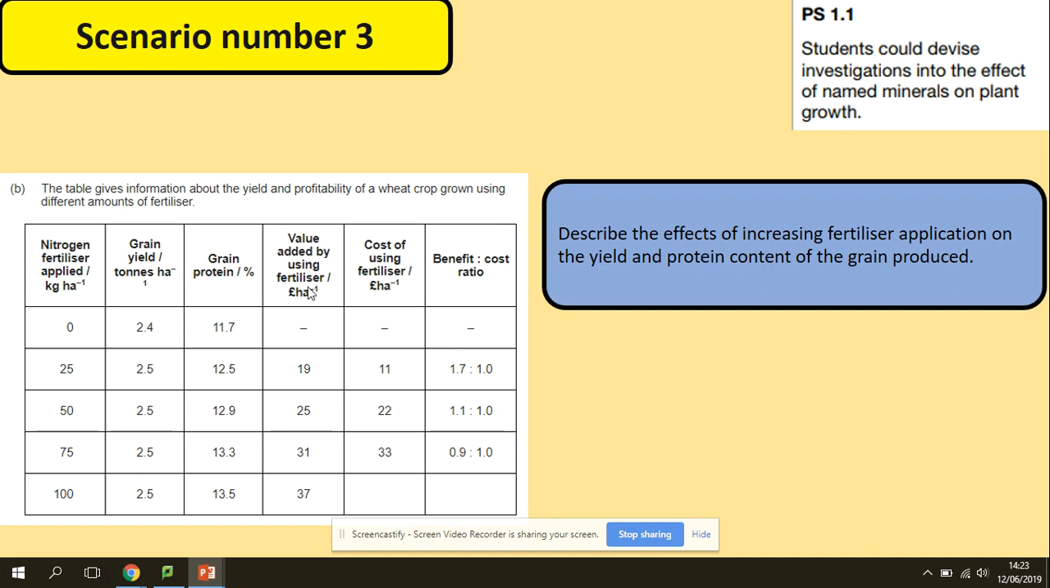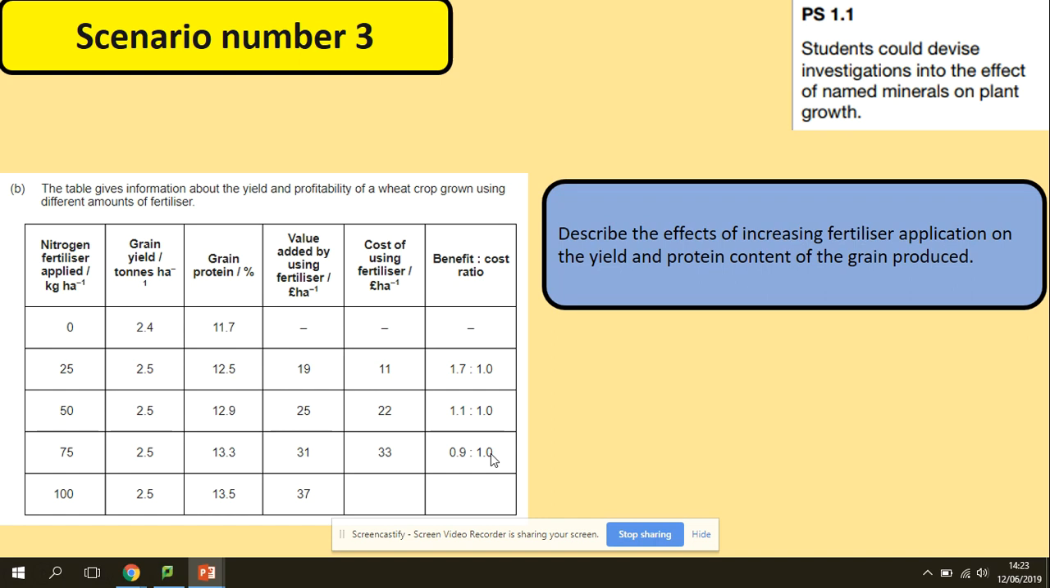The value added increases. The cost of using the fertilizers is in here, and the benefit to cost ratio is there too. The benefit to cost ratio, as we can see, is the highest here, because it's 1.7 to 1, and that's a good point to mention that all the ratios in biology are to 1. Here the benefit to cost ratio is quite a lot lower, so there is no need for that much fertilizer to be applied, as it doesn't have much benefit.